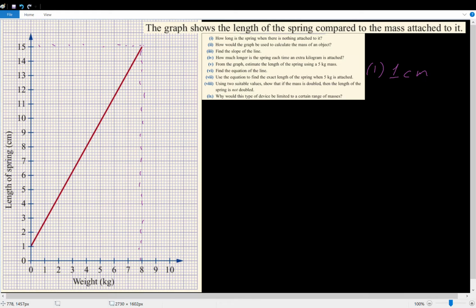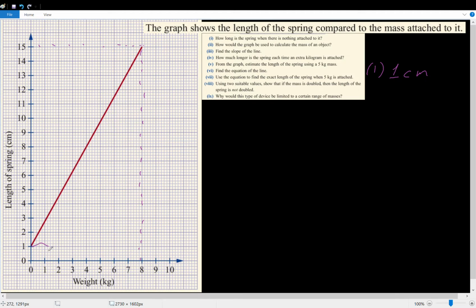For part 3, we've got to find the slope of the line. The slope of the line can be found two ways. You can either pick 2 points and use your formula, which is y2 minus y1 over x2 minus x1, or you can use the rise over run method, which might be a little bit easier when you're reading it off a graph. So you pick a point where the line definitely intersects with a whole number on the x and a whole number on the y. So for example, the point 15,8 works, or 8,15 works just fine.